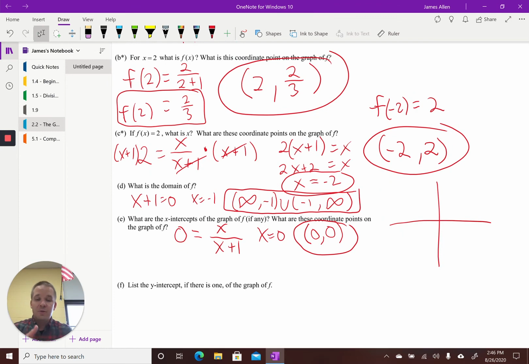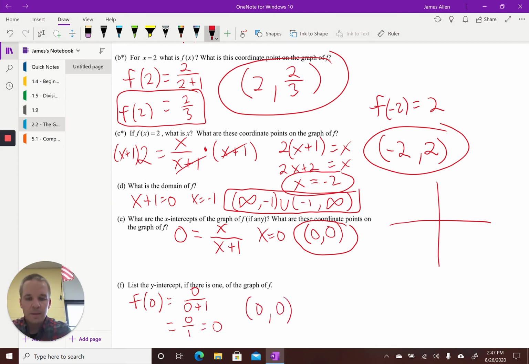And in fact, if it's crossing the x-axis at 0, 0, what's the y-intercept going to be? Let's still work it out. When I'm crossing the y-axis, my x value is 0. So f of 0 is 0 over 0 plus 1, that's 0 over 1, which equals 0. So again, it's 0, comma 0. If one of them is 0, 0, then the other one's going to be 0, 0 as well. It makes sense because each x and y is 0.